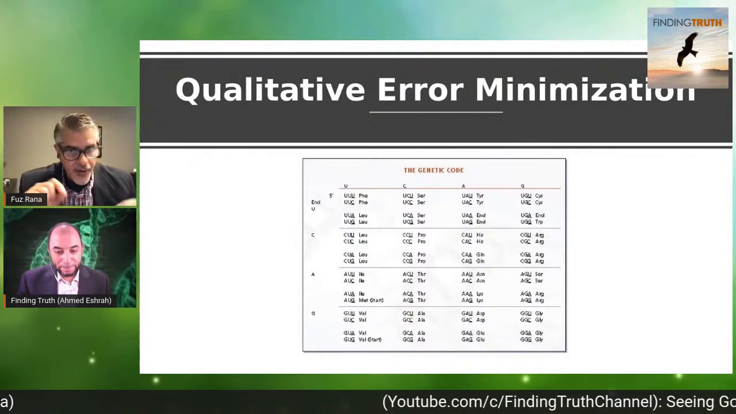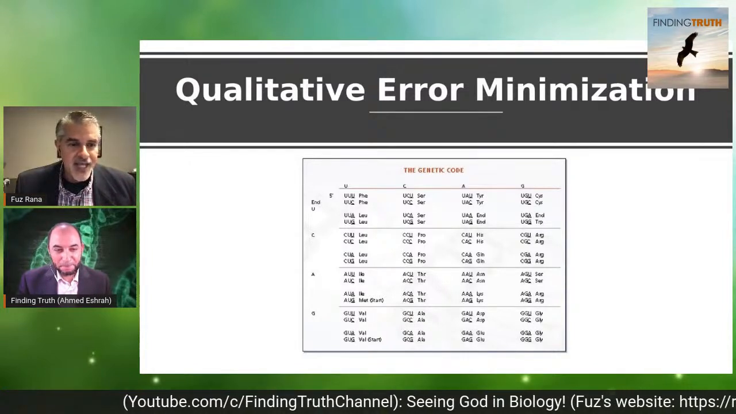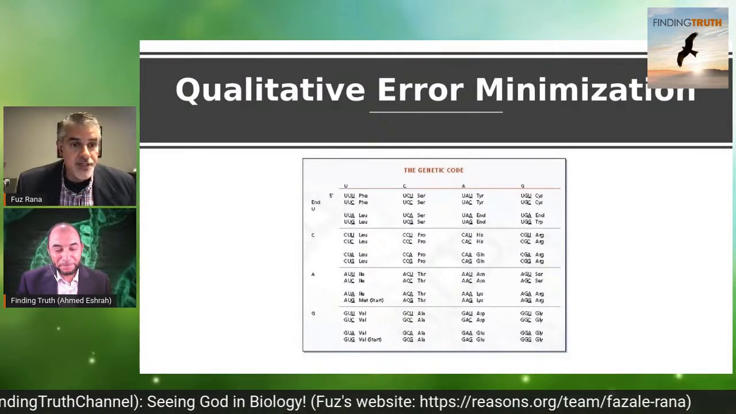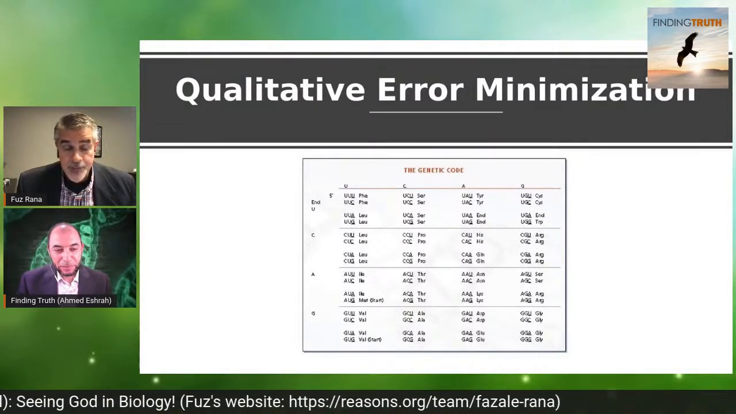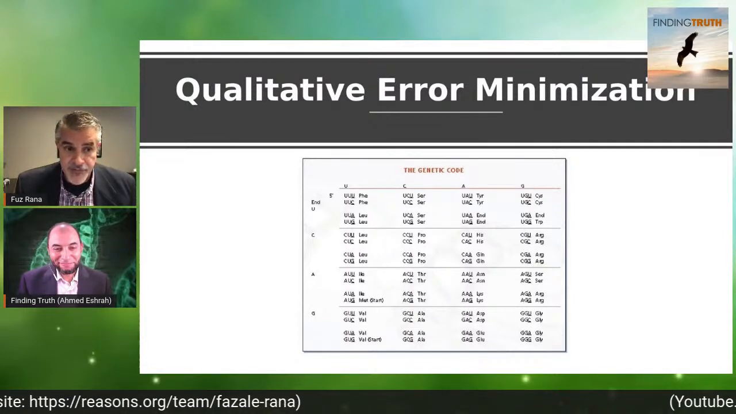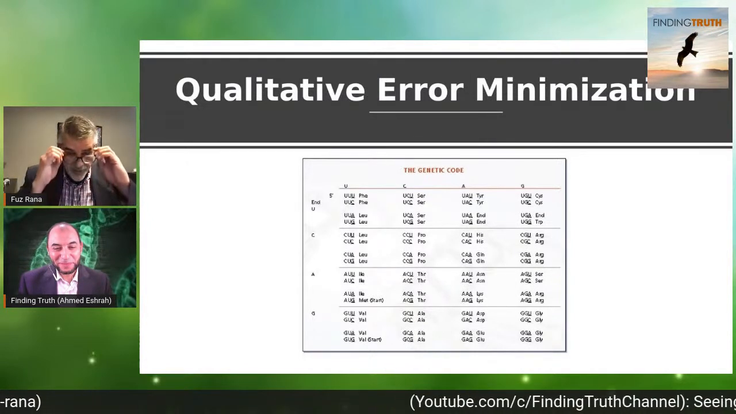So as you start working your way through, just through qualitative inspection, you begin to see that any kind of substitution mutation is going to generate either the same amino acid or one very similar that's going to have minimal disruptive effect on the structure of the protein.